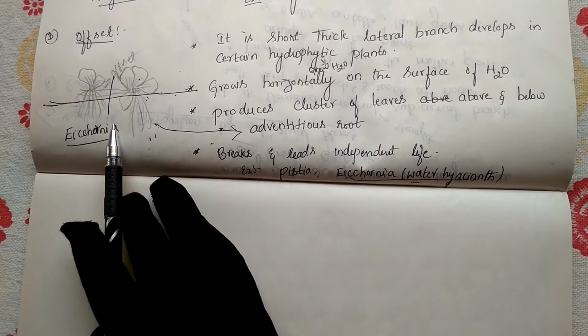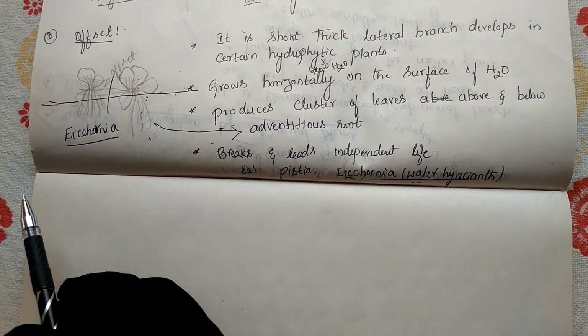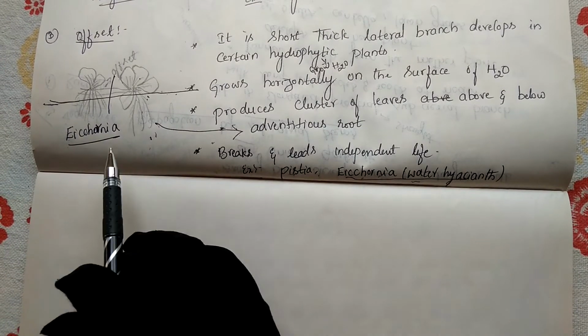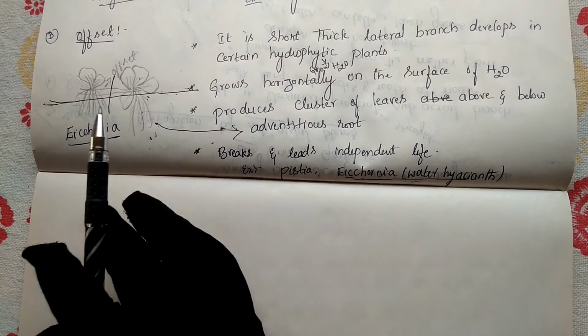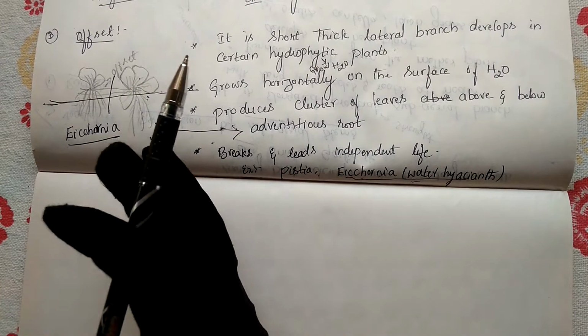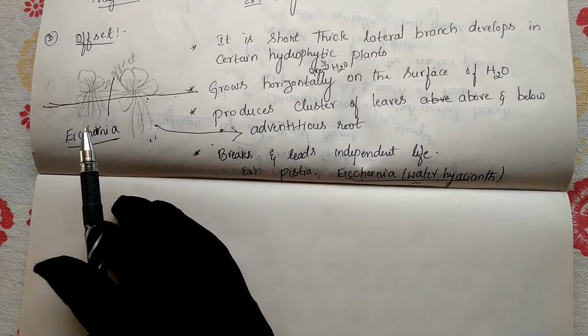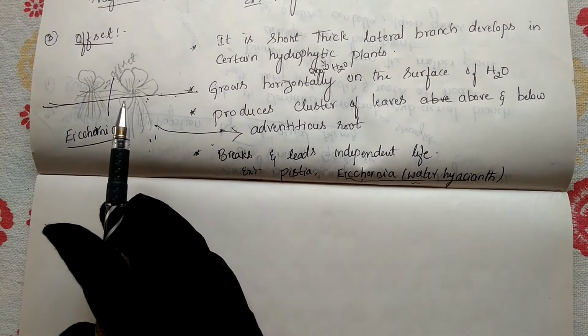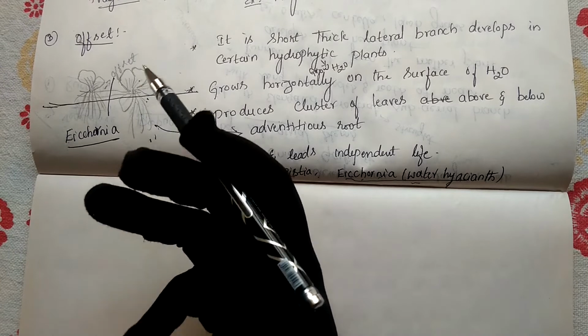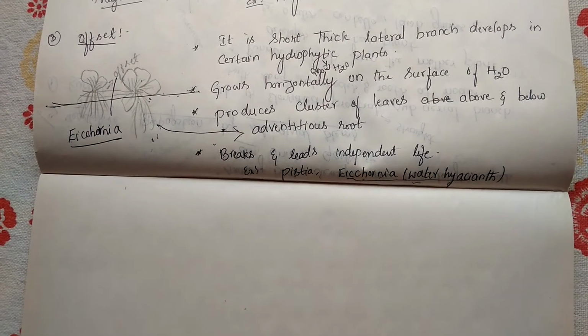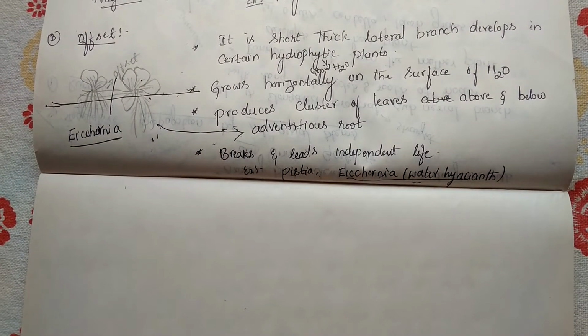Eichhornia is also called the terror of Bengal. Why? In whichever water body this plant grows, it drains all the oxygen from the water, and due to lack of oxygen, many aquatic animals such as fishes die. That's why we call it the terror of Bengal.